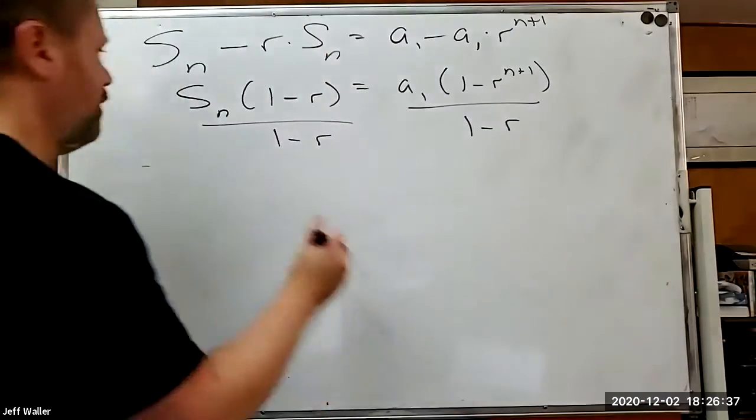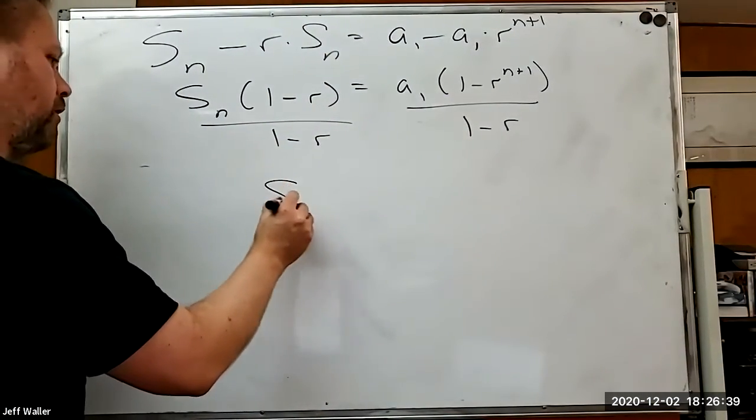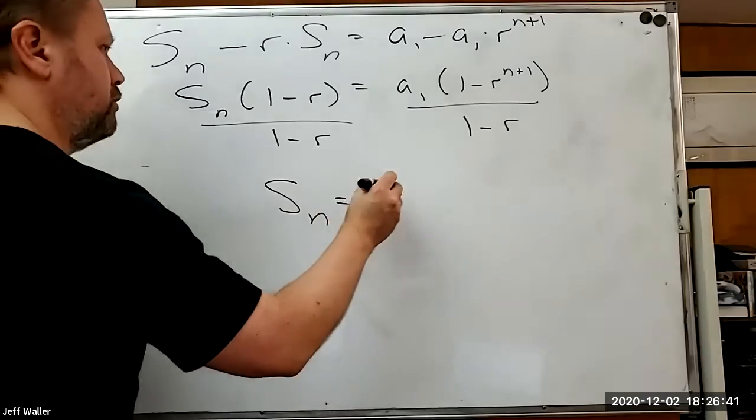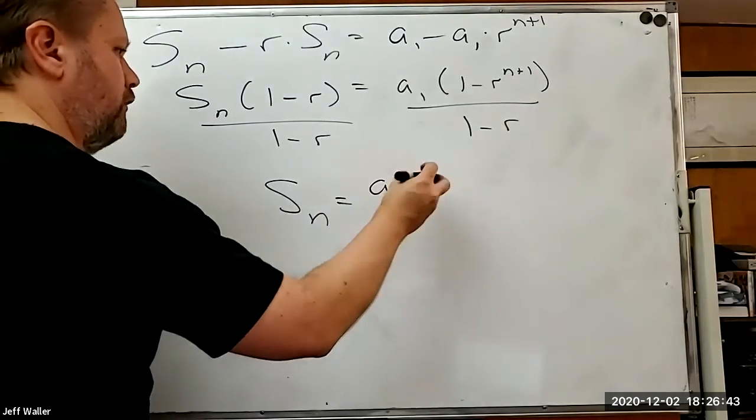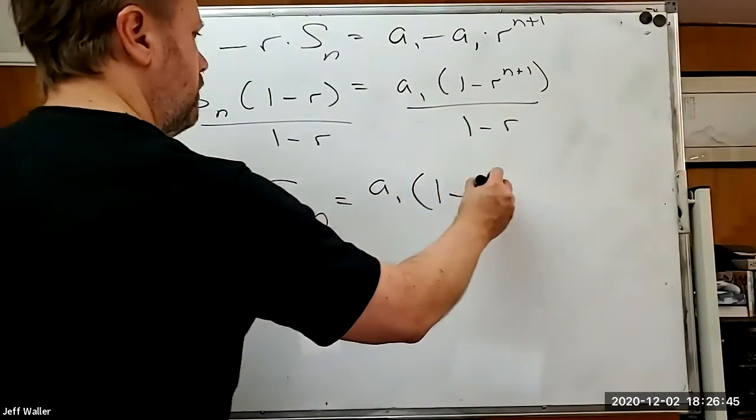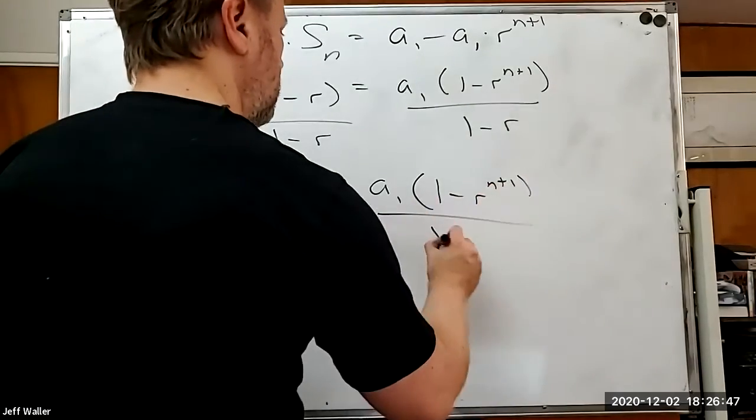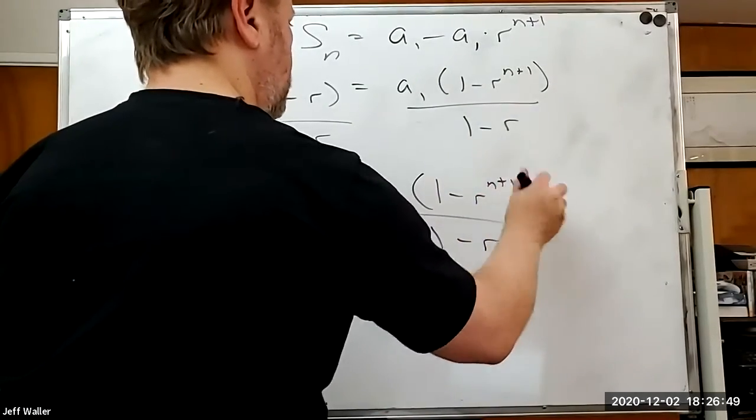So now look what this tells me. I know the partial sum for a geometric sequence. All I have to know to figure it out is the first term and what r is, and I can figure out what the sum is.